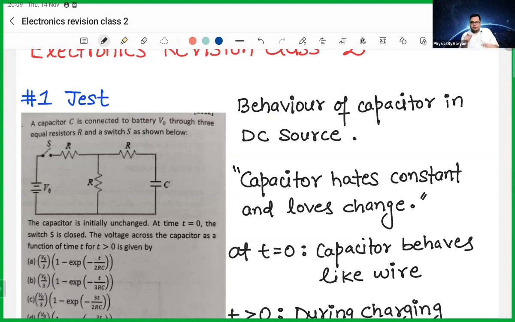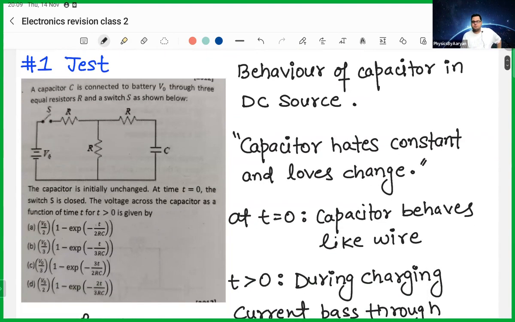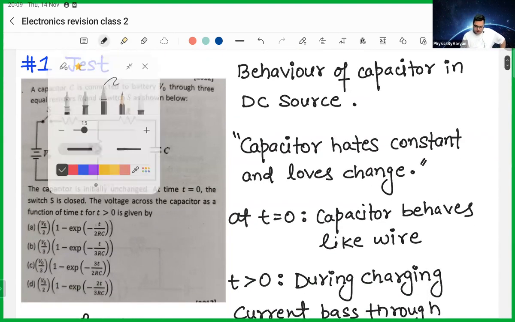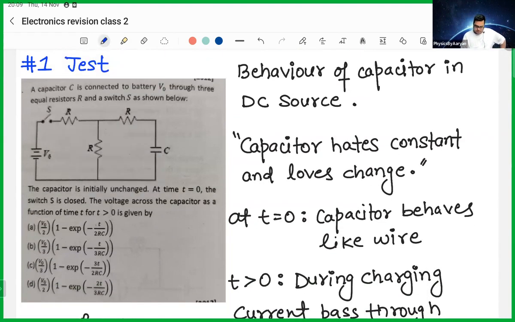We will begin with the question, but before we jump to the problem, I want to explain the basics of this topic. We are going to cover the behavior of a capacitor in a DC source. DC source means direct current, which basically means a battery. Whenever you have a battery, you have a direct current. The current is not changing, the voltage of a battery is not changing. So the source that you have is a DC source.